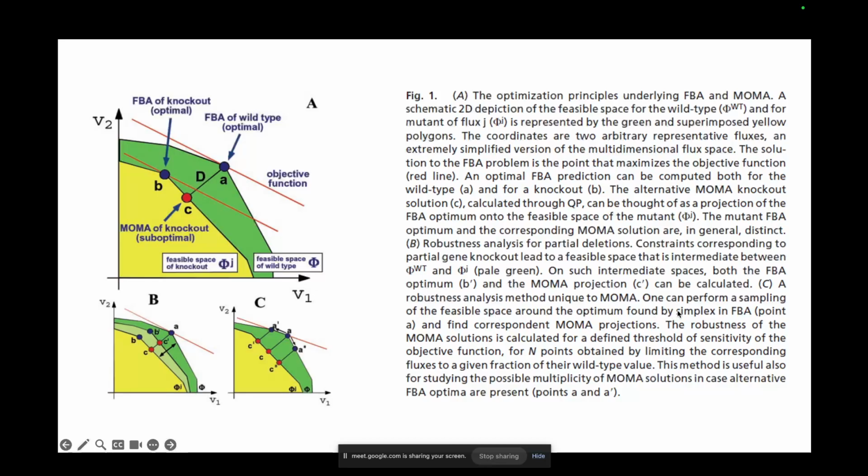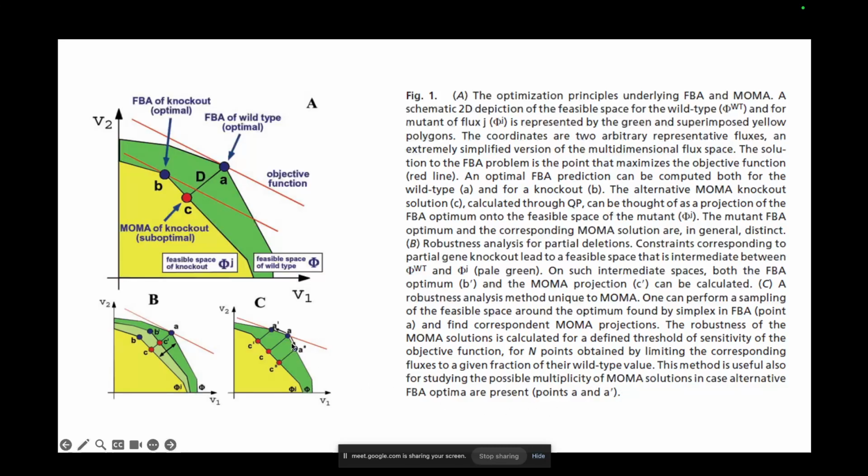One can perform a sampling of the feasible space around the optimum found by the simplex FPA, which is this point. So basically you can do a kind of vector of the distances between the FPA solutions and the MoMA solutions. The robustness of the MoMA solutions is calculated for a defined threshold for sensitivity of the objective function for endpoints, limiting the corresponding fluxes to a given fraction of their wild type value. This method is also used for studying possible multiplicity of MoMA solutions in case alternative FPA optima are present.